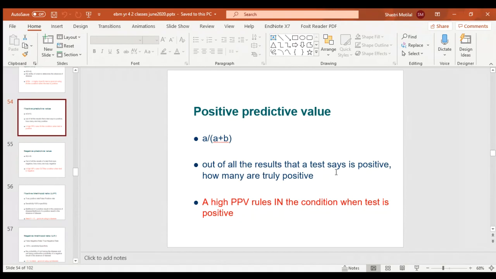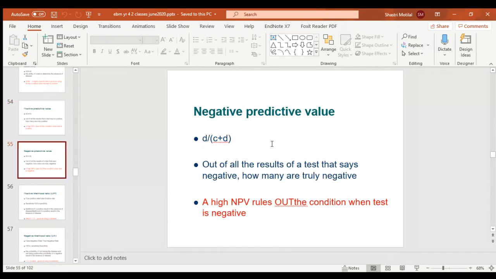Out of all the positive test results, how many are truly positive? So if I have 100 positive test results and 85 of them are truly positive, I say the positive predictive value is 85%. The higher the positive predictive value, the better that test is at ruling in the condition. Similarly, the negative predictive value is D over C plus D.